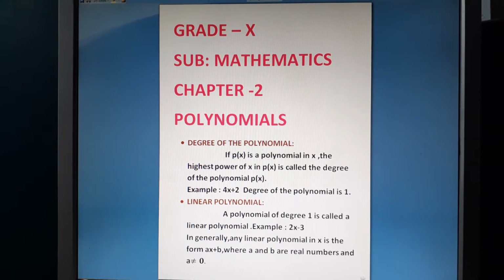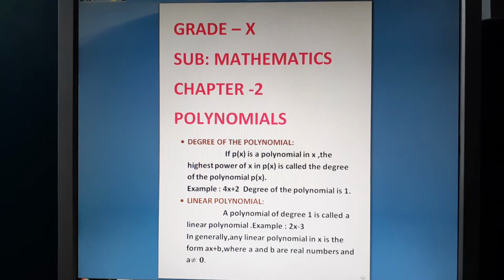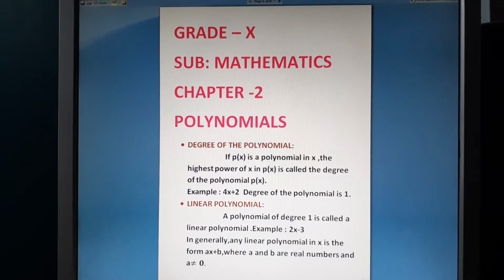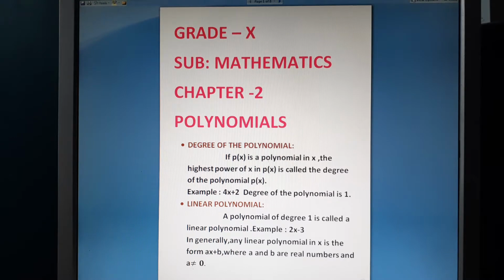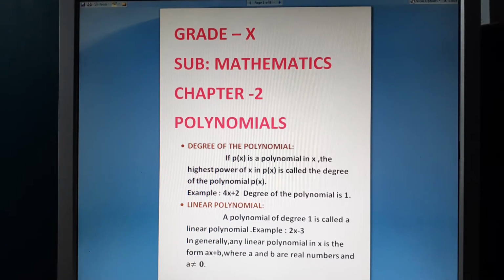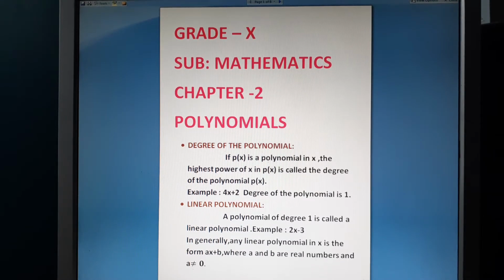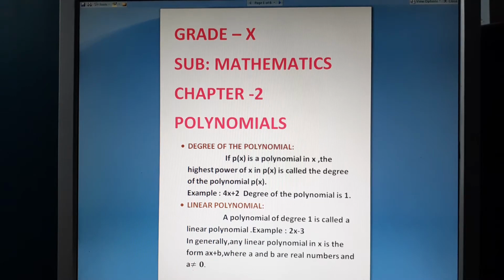Grade 10 students, welcome to today's session, Chapter 2, Polynomials. In this session, we will see the polynomials. In class 9, you have studied polynomials in one variable and their degrees. Now you just recall it.